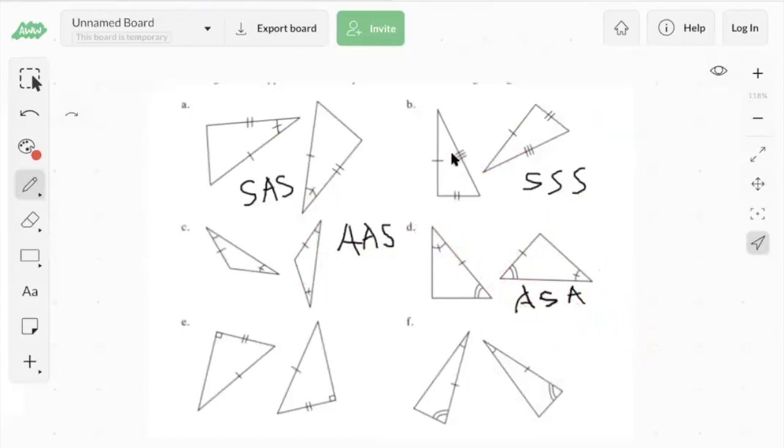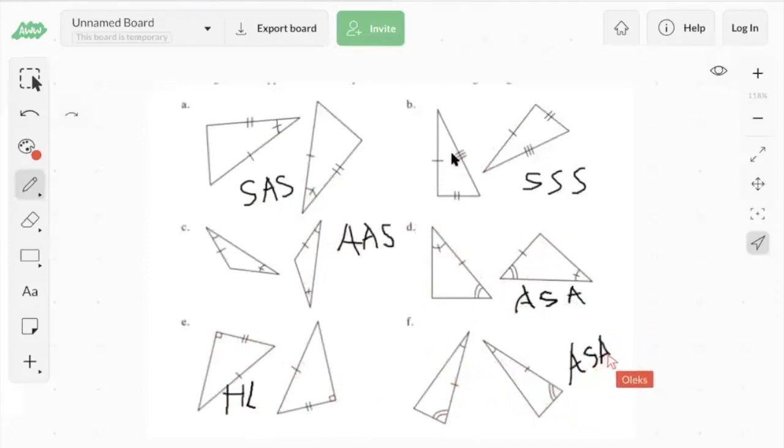Now let's look at E. So E, we have the last type of congruency, right? We have two right triangles, and we have the legs that are equal and the hypotenuse that are equal. So we can just say that they're congruent. So let's just do HL. And then finally, we have these two, which is the same as example D. We have two pairs of angles that are equal, and then the sides. So we can also say this is ASA.